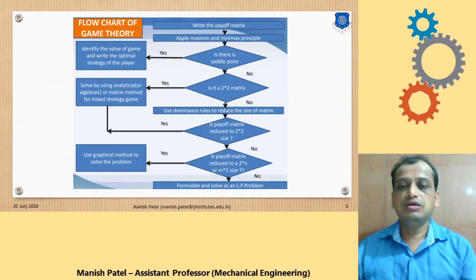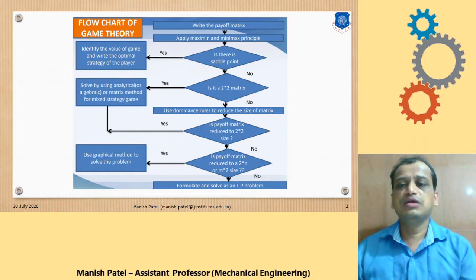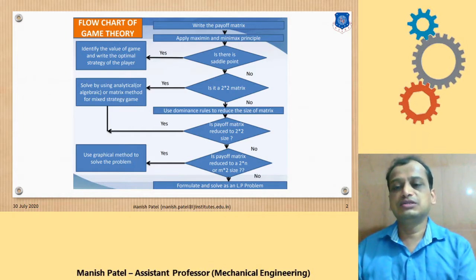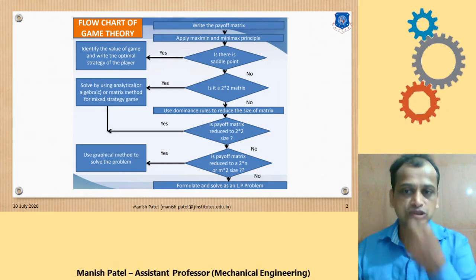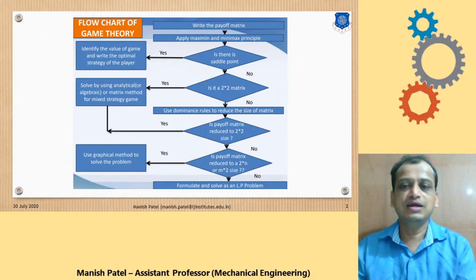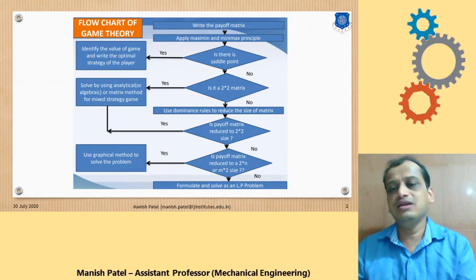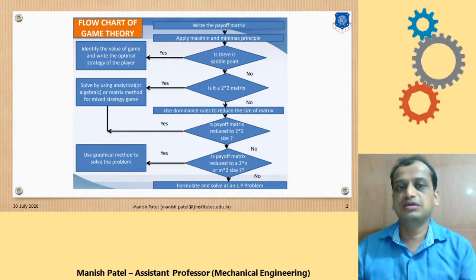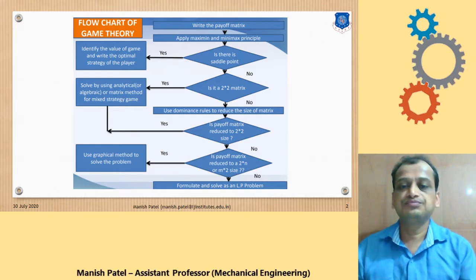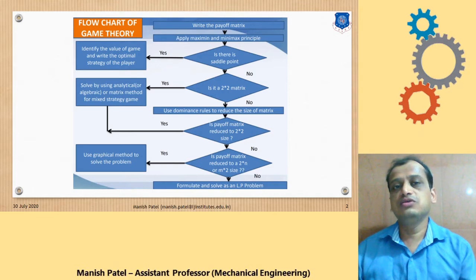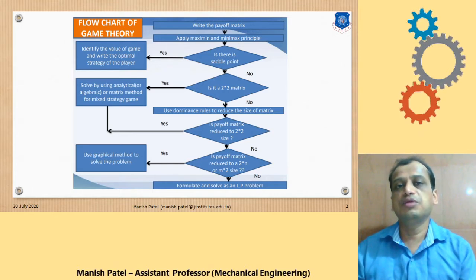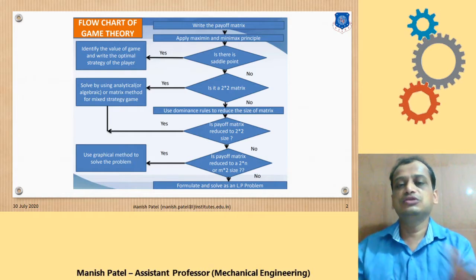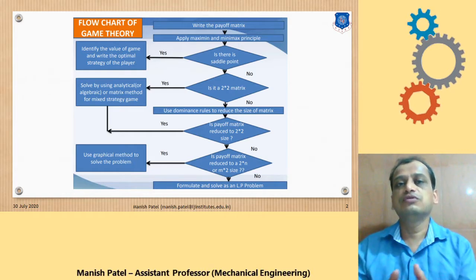Clear? But let's say for example, if the payoff matrix is not reduced to 2 cross 2 matrix, then the payoff matrix is reduced to 2 cross n or m cross 2, which is suitable for the graphical method problems. Clear? If no, then finally you can solve the problem with the help of linear programming problem, which is not in your syllabus. Clear? So in this way you can solve the problems of game theory.